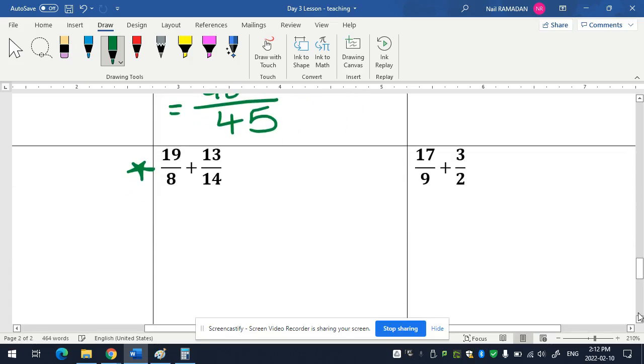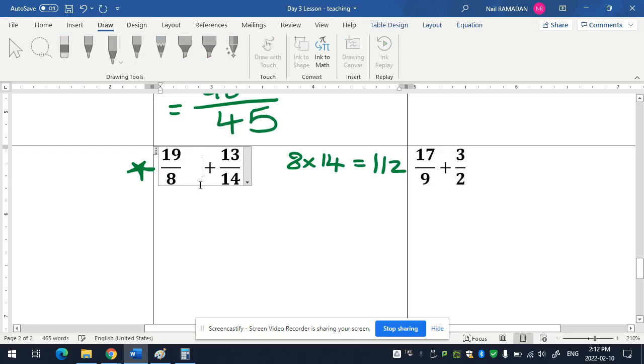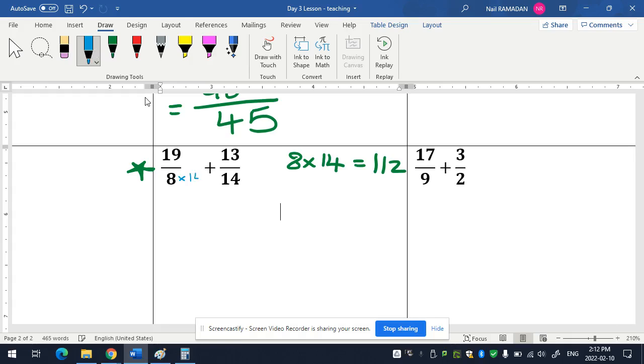This one. Okay. 8 times 14. All right. 8 times 14. Now, how much is 8 times 14? Well, 14 times 8, yes, sir. Yeah, 112. Okay. So, I need some space. Okay. So this will multiply 14. And this will multiply 14. This will multiply 8. And this will multiply 8.